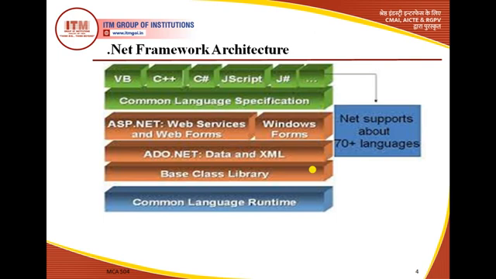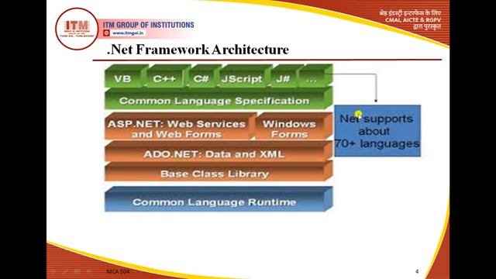Now if we see the architecture of .NET framework, then here is the diagram. It's the diagrammatic representation of the .NET framework architecture, and here one by one we will see all the levels which are present in this .NET framework architecture. Looking at the first layer, it seems as if n numbers of languages are being supported by the .NET.